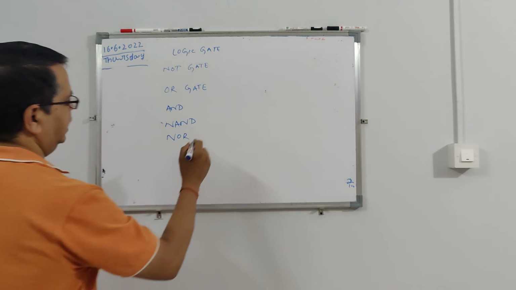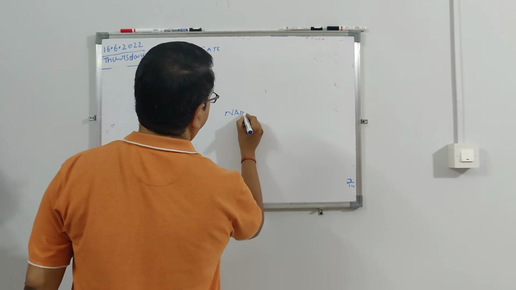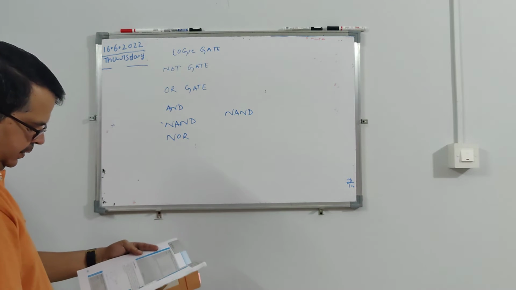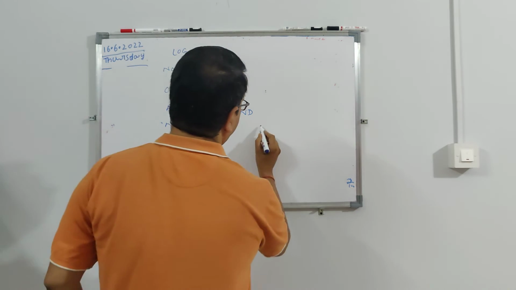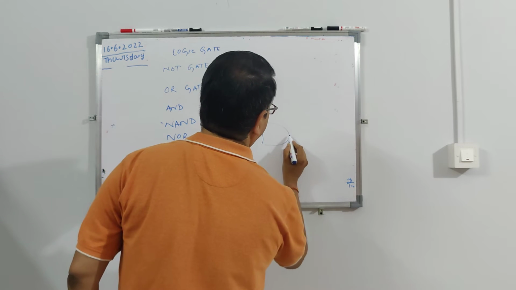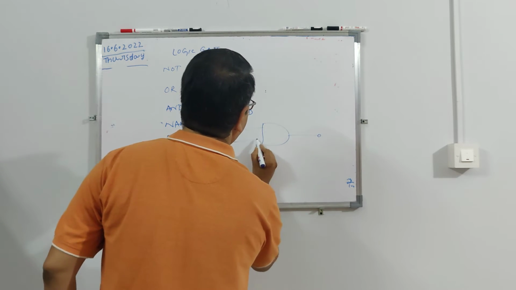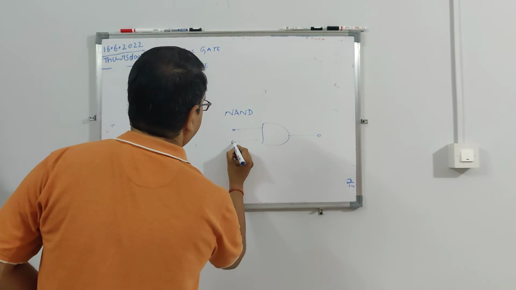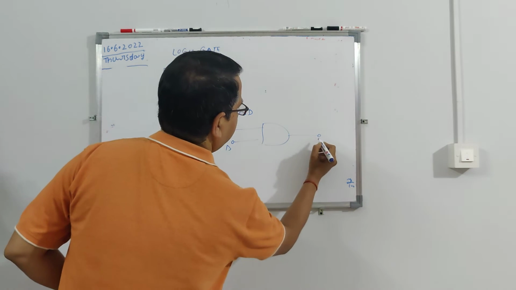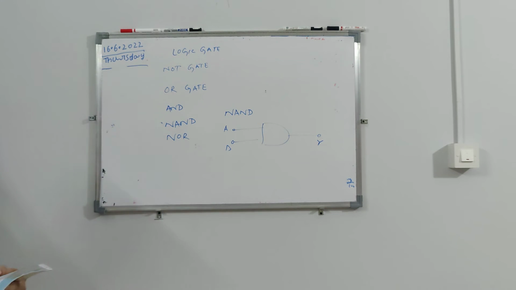If I give you an example of NAND gate. So what happens in NAND? Let us say you have two inputs. Let us say this is my A, this is my B, and let us say this is my output Y.